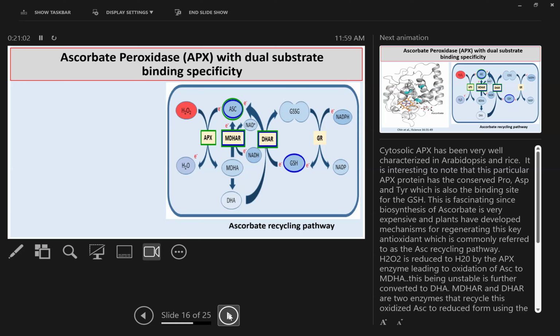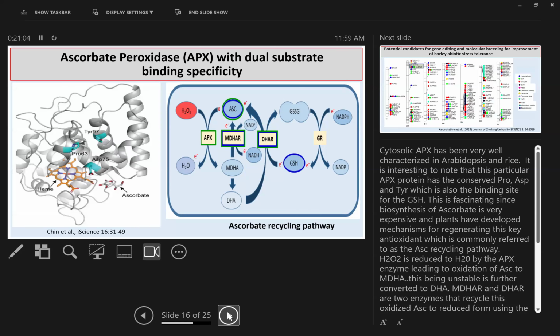And even more exciting for us was the fact that I looked at the structure of this particular protein. You can see the ascorbate binding pocket in that orange color. And there are 3 conserved amino acid residues, proline 63, aspartate 75, and tyrosine 97, which have been shown to be a glutathione binding pocket. So this is a cool enzyme which can take both ascorbate and glutathione, and it has very strong implications on what happens to the ascorbate and glutathione pool.